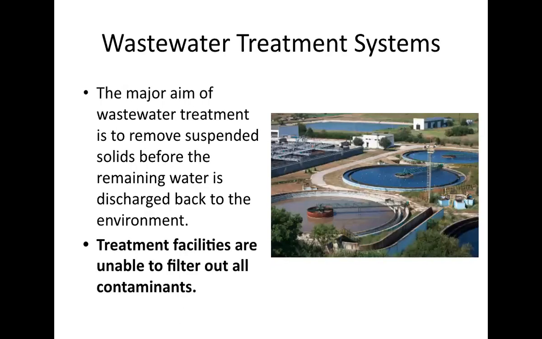So there are what are known as wastewater treatment systems. The major aim of a wastewater treatment is to remove suspended solids before the remaining water is discharged back to the environment. So there could still be other contaminants in there, but they try to dispose of the solids. Treatment facilities are unable to filter out all contaminants, but they do their very best to get what they can.